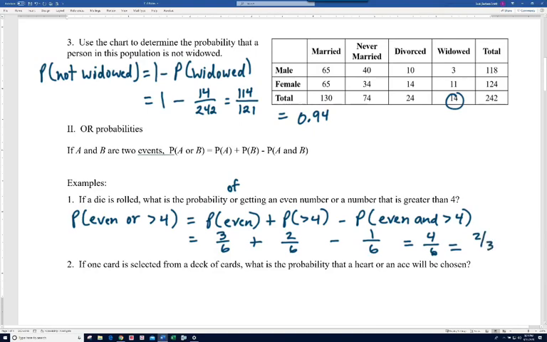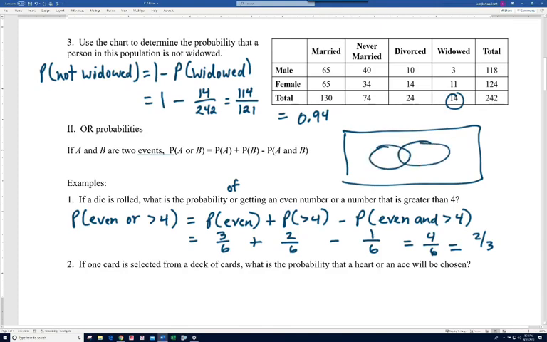All right, I'm actually going to show you a Venn diagram to help you to see this. So let me go ahead and make myself a Venn diagram. I've got my even numbers and my numbers that are greater than 4. So even numbers would be 2, 4, and 6. Now the 6 goes in here because it's also greater than 4, as is 5. And so 6 and 5 are the numbers that are greater than 4. Notice that the 6 is in both sets.